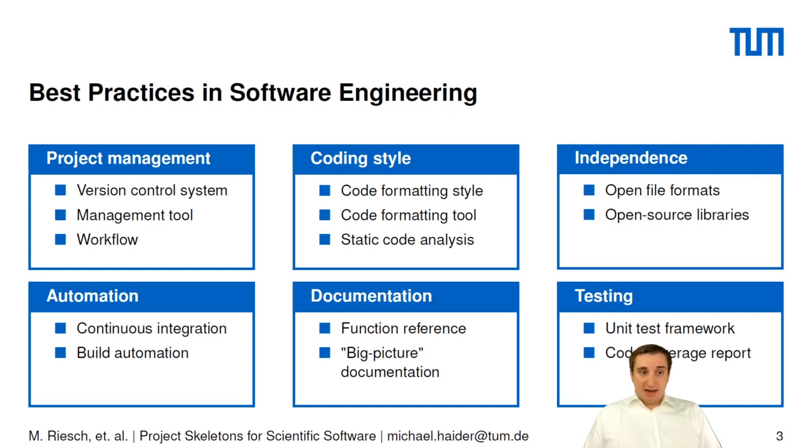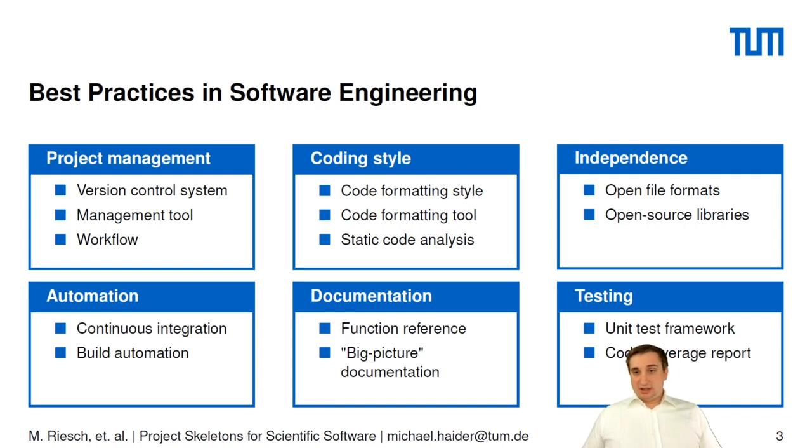This can be done automatically, and the code can be checked whether it complies to some code style or code format. What is also important is a static code analysis. So some linter should be there to analyze the code at compile time, basically. Another important part is independence. So you don't want your scientific code to depend on some third parties. So it is recommended to use open file formats and open source libraries.